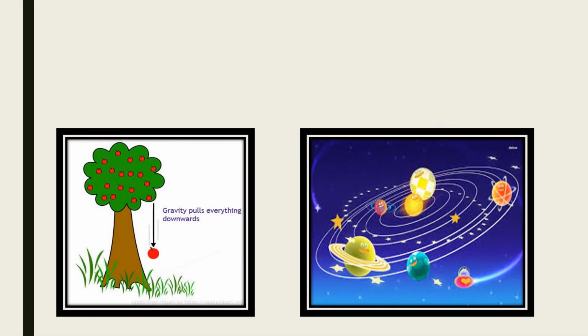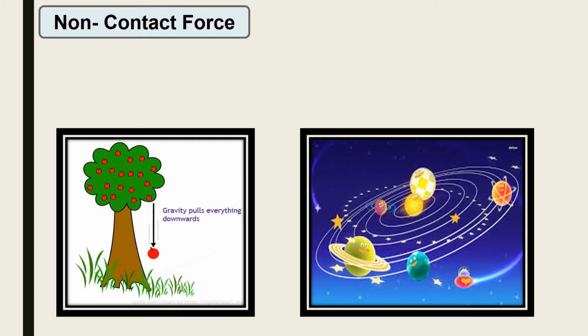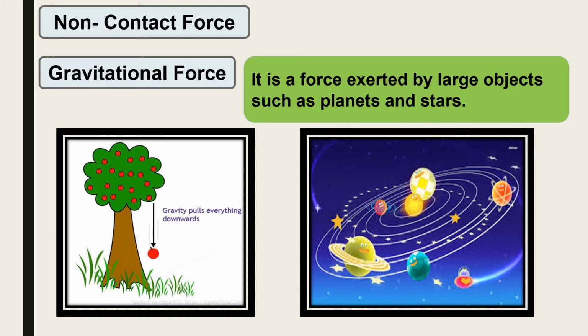The object is the apple falls down on the tree, and then the solar system. Okay, so the examples of these are the non-contact force. This is the last category of the force, which is non-contact. Okay, so this is what you call the gravitational force. It is force exerted by large objects such as planets and stars. As you can see in the Earth, there is a gravitational force, which is, as you can see, the apple falls down from the tree.